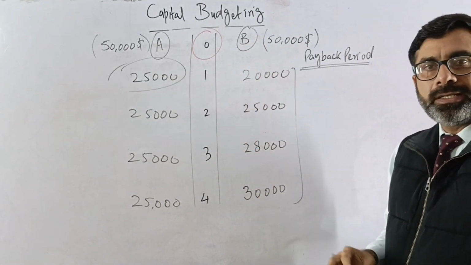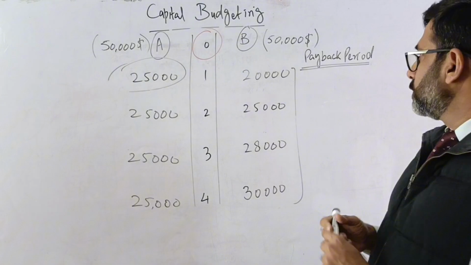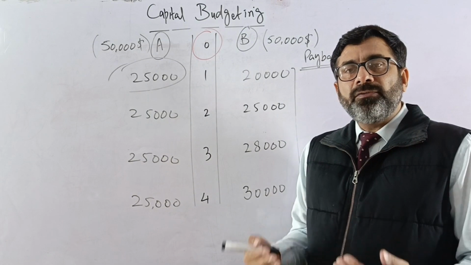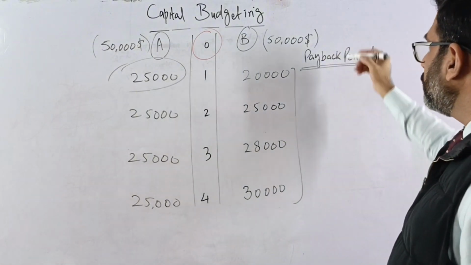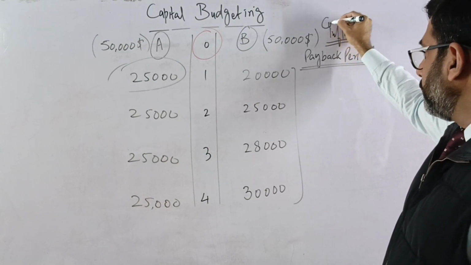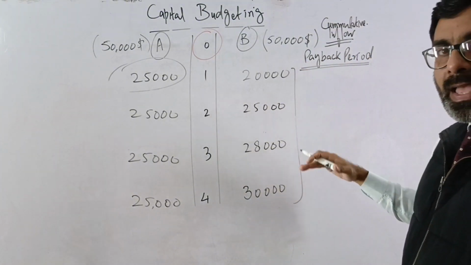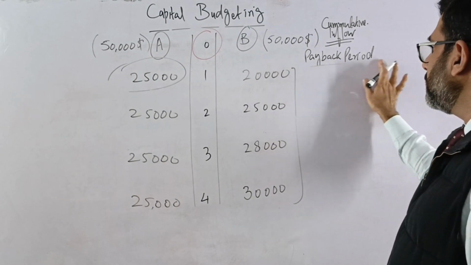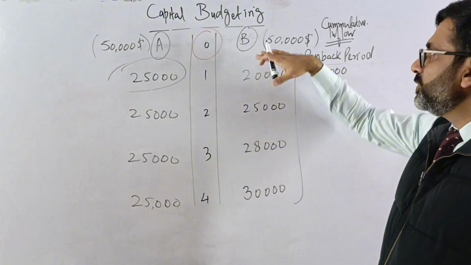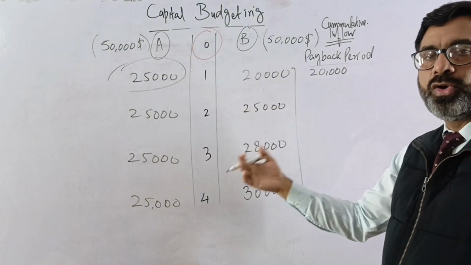In the first year, the net benefit in the form of cash inflow that they're getting is 20,000. So in the payback period, we have to calculate the cumulative inflow of the cash. Cumulative means that in every year we are going to add that amount. Let's say it is 20,000 in year one. It means they still have not achieved the 50,000, so the payback period is more than 1 year.